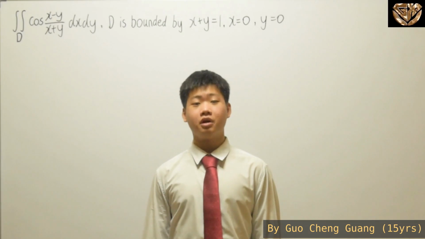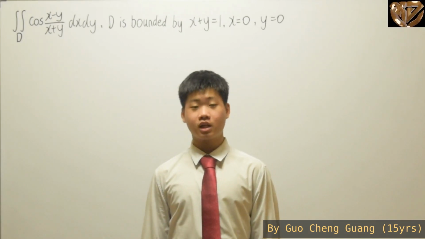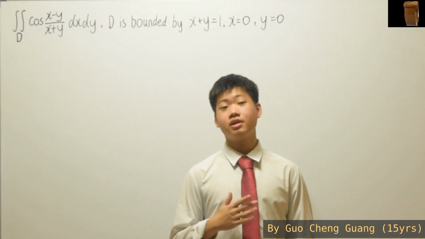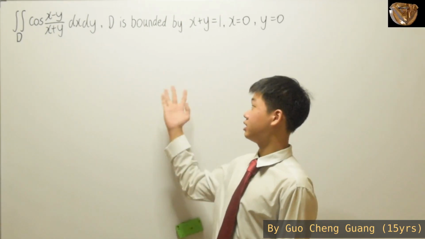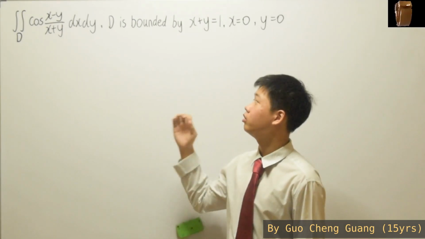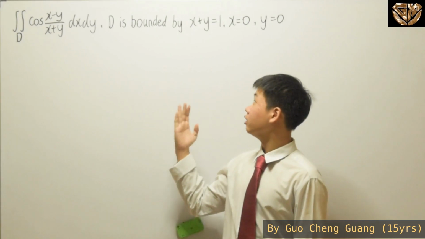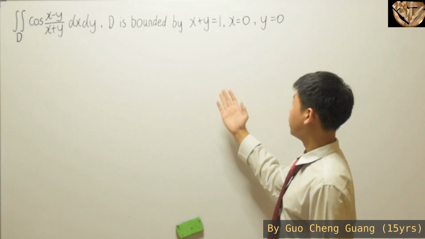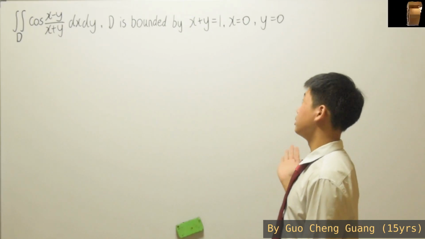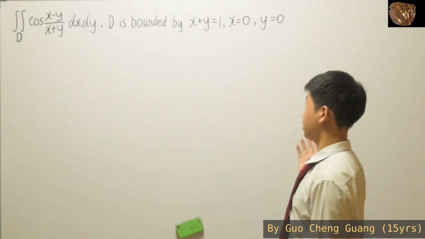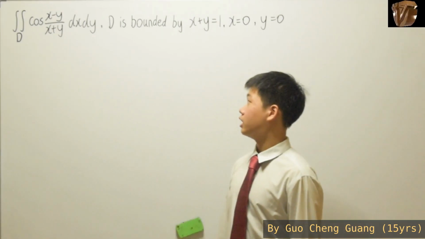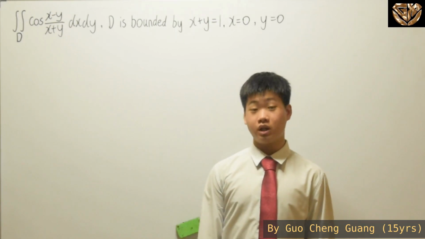In this lesson, we'll cover the techniques and applications of definite integration. So we'll take a look at what kind of new methods we could learn through this example here. This example is about a double integration in Cartesian coordinates. The region is bounded by x plus y equals 1, x equals 0, also known as the y-axis, and y equals 0, or the x-axis. And your integrand is cosine of (x minus y over x plus y).